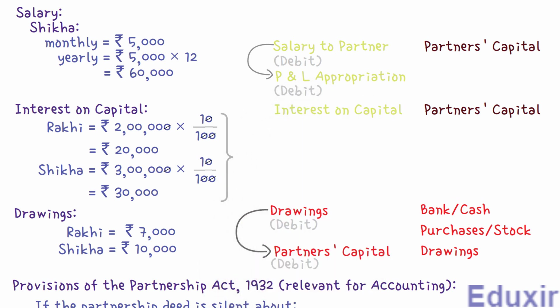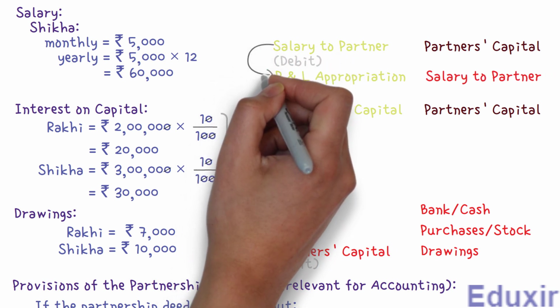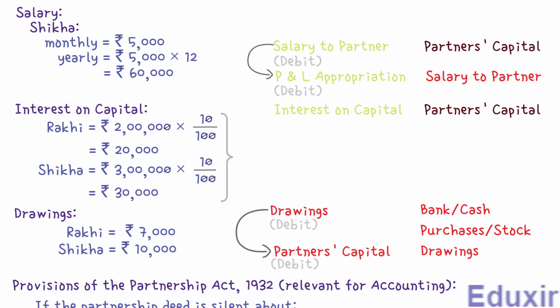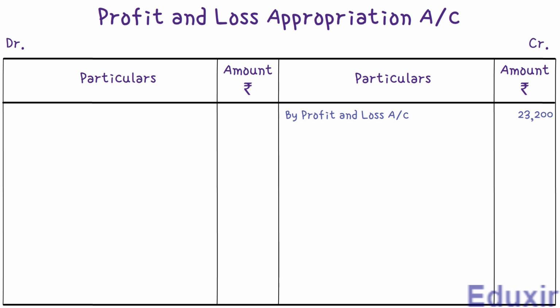The corresponding credit entry would be in the salary to partner account as we are transferring the amount out of it. Now, as we have already discussed, the preparation of the partner's salaries account is not in the scope of this problem, so let's leave out the salary to partner account related credit entry and directly post the profit and loss appropriation account related debit entries into the profit and loss appropriation account.